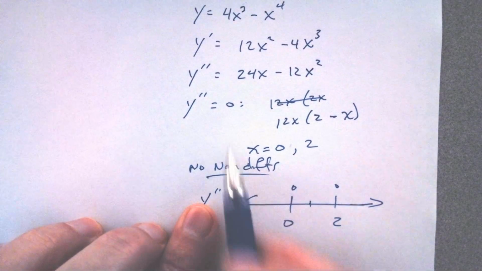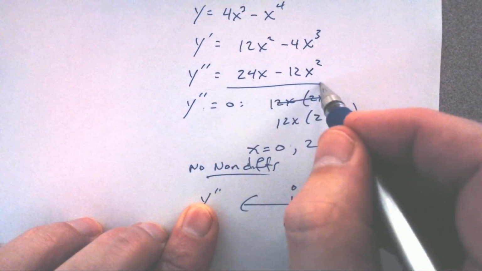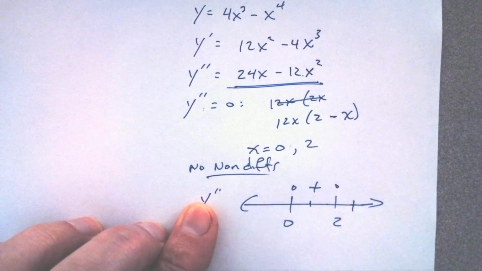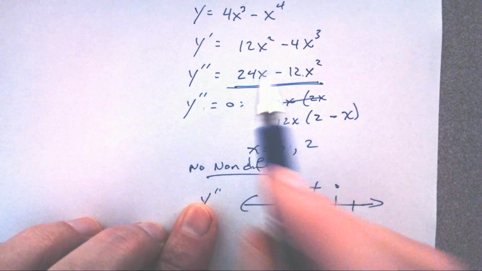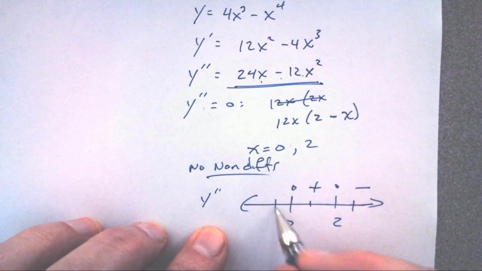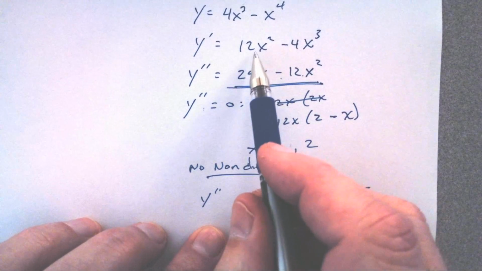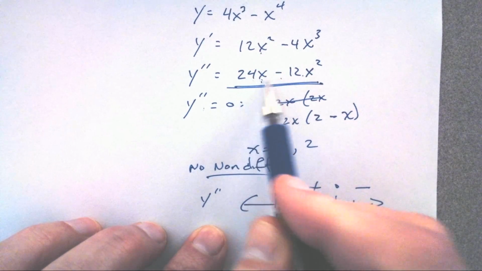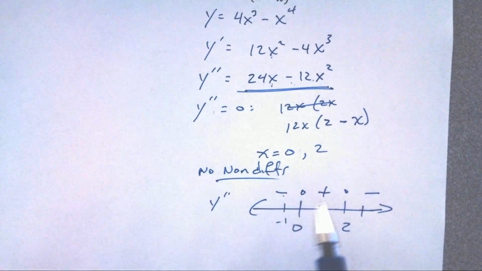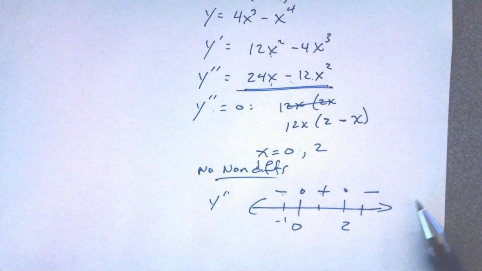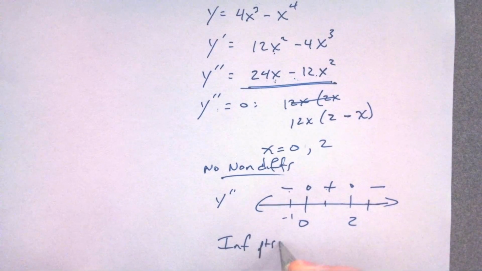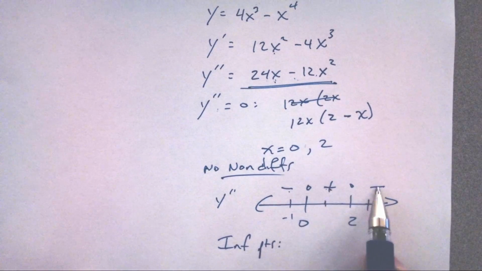So if I put 1 into my second derivative, I'm going to put it into this one right here, that version. I get 24 minus 12, I get positive. If I put in 3, I get 72 minus 108. I get negative. If I put in negative 1, I get negative 24 minus 12. Yep, it's negative here. So I've got concave down, concave up, inflection point. Then I'm concave up, concave down. Inflection points. The signs are changing. That's what I'm looking for.